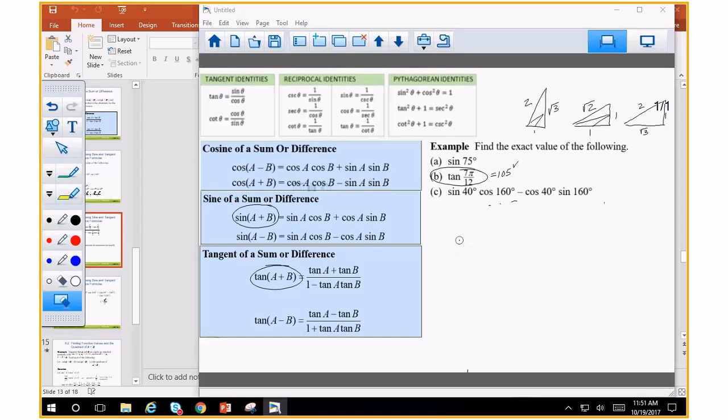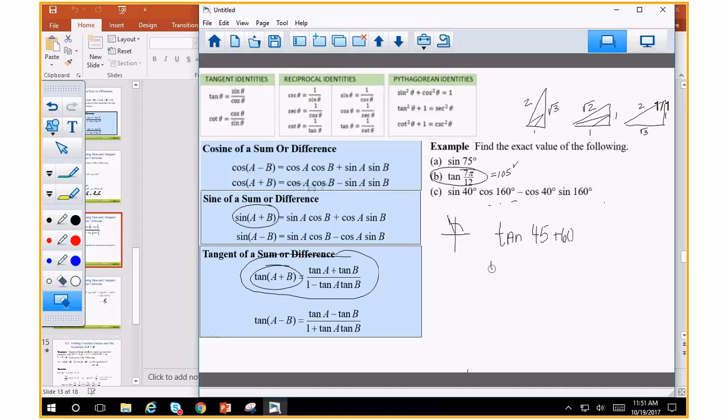All right, so 105 degrees. 105 degrees is right in here. And we said that was tangent of 45 plus what? 30? Or just 45 plus 60. Okay, and tangent of 45 plus 60 is right here.